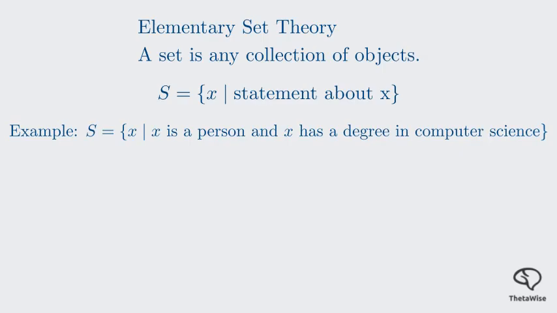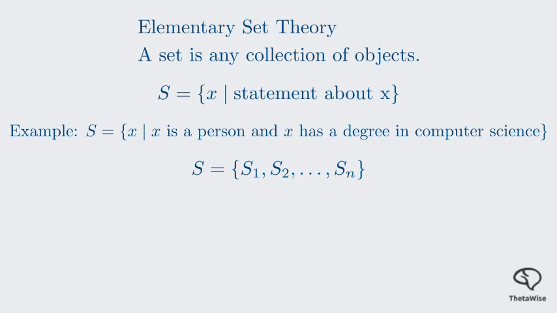The second way to represent a set is by listing its elements. This is often used for sets with a finite number of objects. We can write S equals the set containing S1, S2, and so on, up to Sn. This notation simply lists all the members of the set.